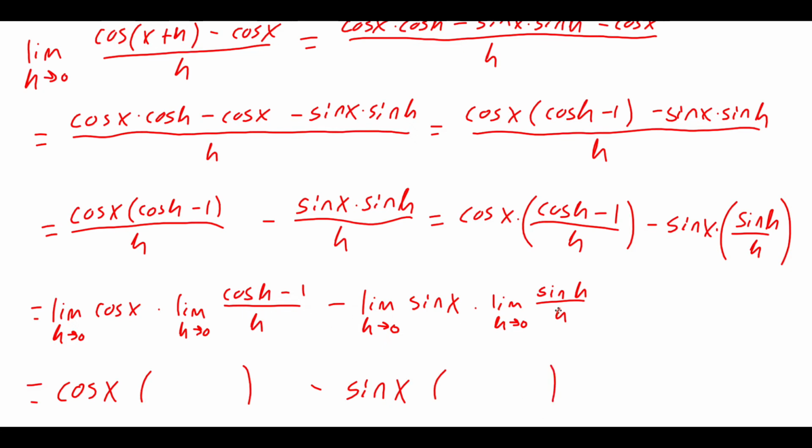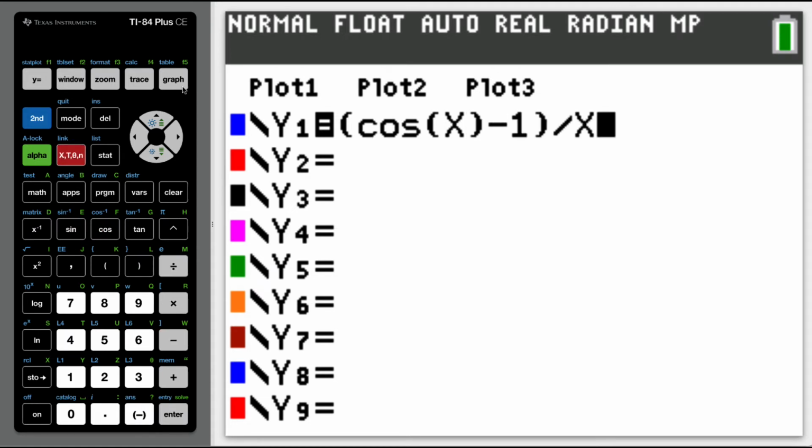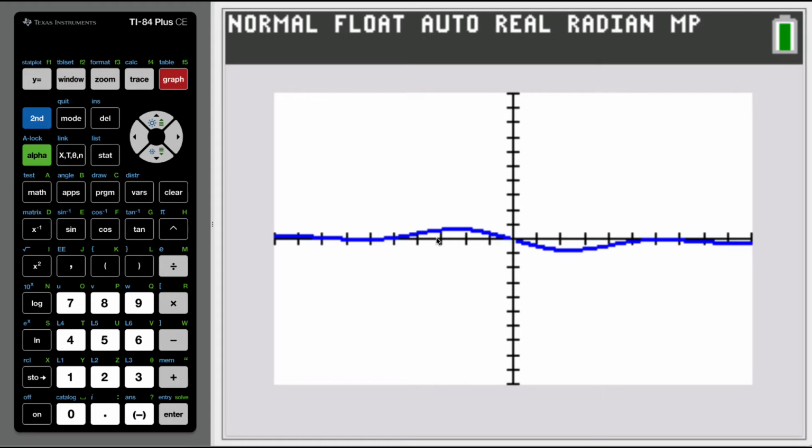There's no way for me to cancel out these h's in the denominator, so it's not actually safe for me to do the direct substitution with the h. So we're going to take a look at these on our calculator to help us numerically figure out each one of these limits. In this first one, we're looking at the cosine of x minus 1 all being divided by x, and as we look at this graph, we're looking as x, or as h, is approaching 0.